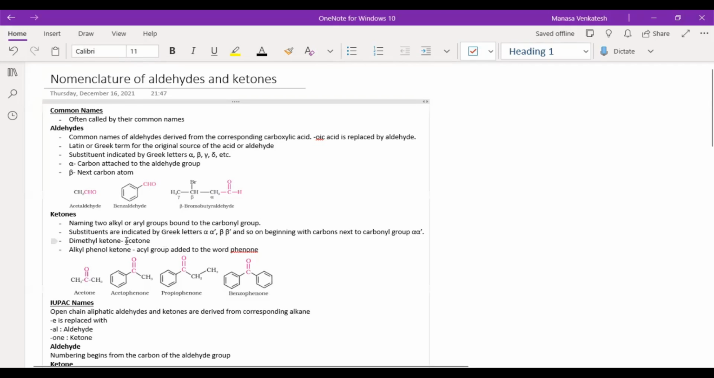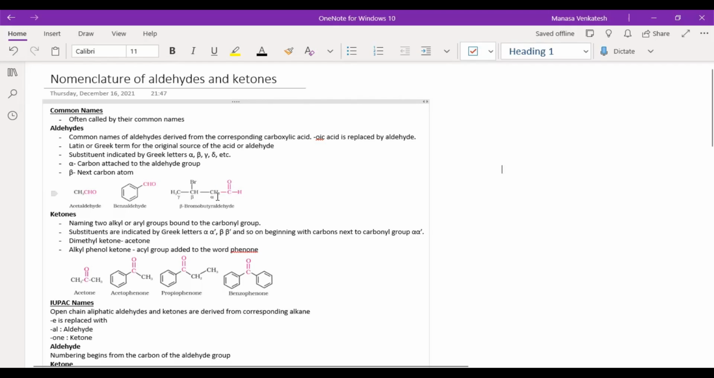The name for aldehydes is usually derived from the corresponding carboxylic acid, and the names of carboxylic acids are again derived from the source from which they are extracted. That you'll again be learning when we talk about the nomenclature of carboxylic acids. Next, the substituents are going to be indicated by alpha, beta, gamma. The alpha carbon is the one which is attached to the carbonyl carbon. The next one is going to be beta. After that, it's going to be gamma.